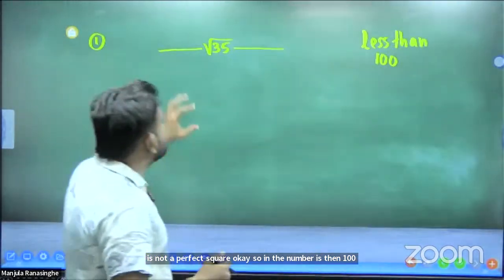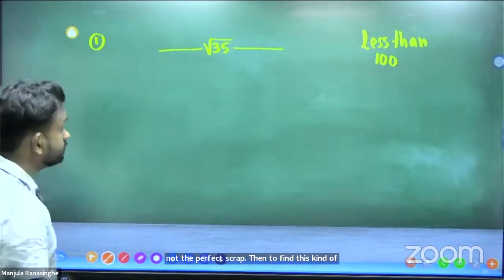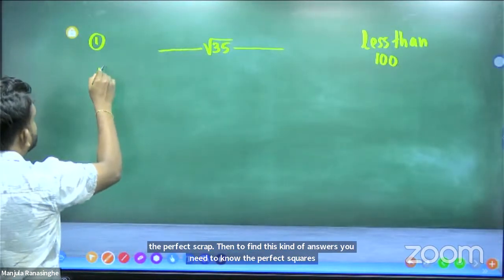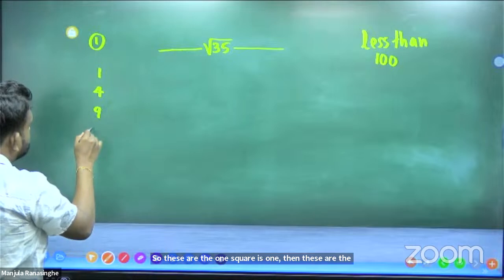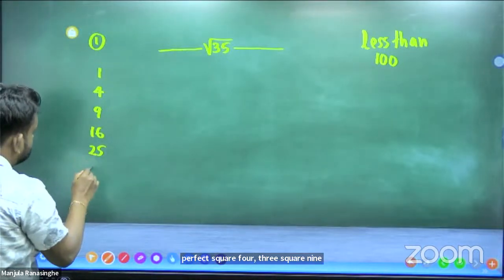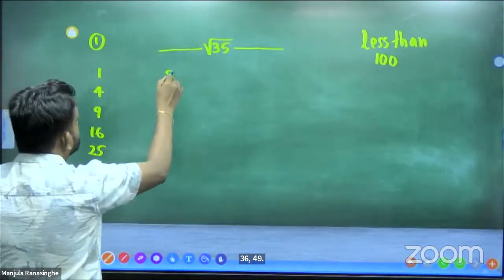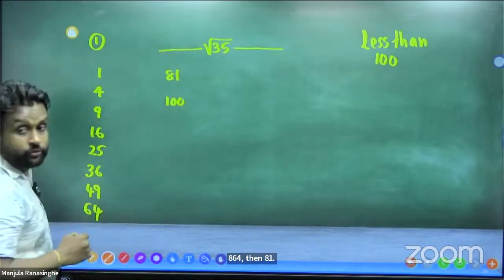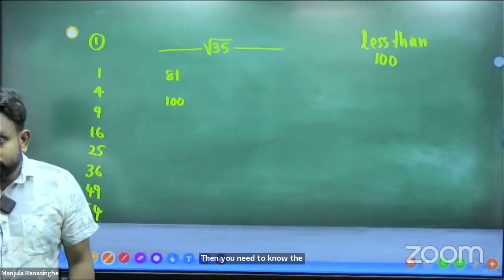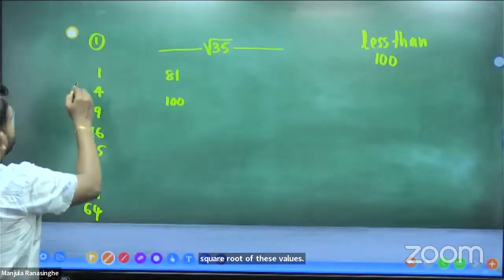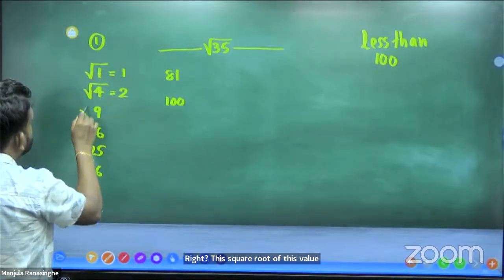Then to find this kind of answer, you need to know the perfect squares less than 100. So what are the perfect squares? 1 squared is 1. Then these are the perfect squares: 4, 9, 16, 25, 36, 49, 64, 81, then 100. Then you need to know the square roots of these values, right? Square root of 1 is 1. Square root of 4 is 2, square root of 9 is 3.